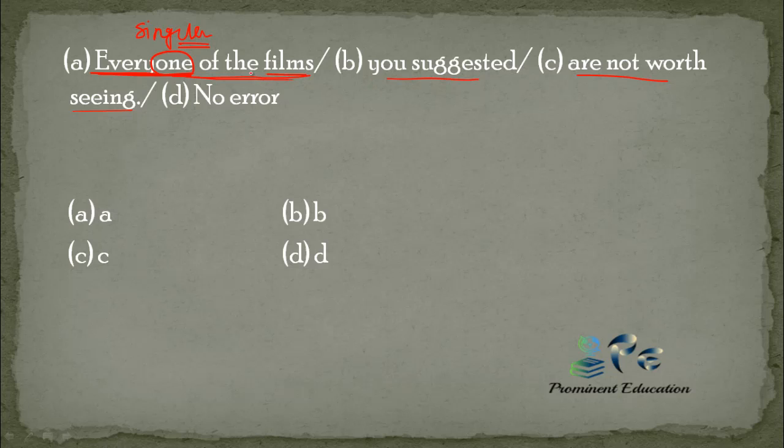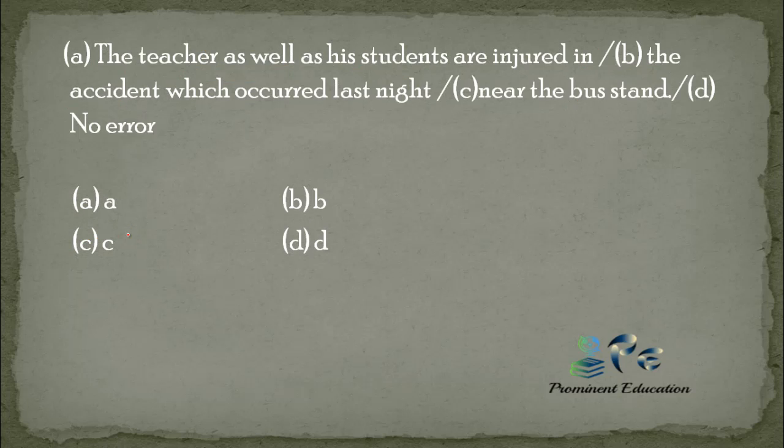Part A contains no error. You suggested is also correct, no error. Now part C, are not worth seeing. Your subject is singular, so the verb used should be singular. This are is plural here, which is wrong, so this statement is wrong. Part C contains an error, so the answer of this question is part C. Now moving on to our next question.